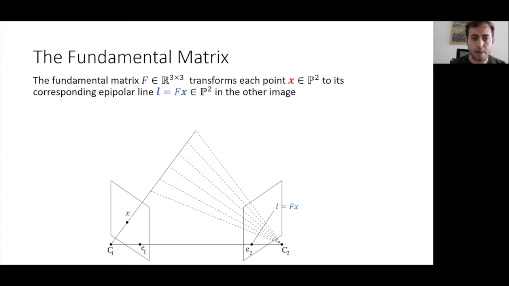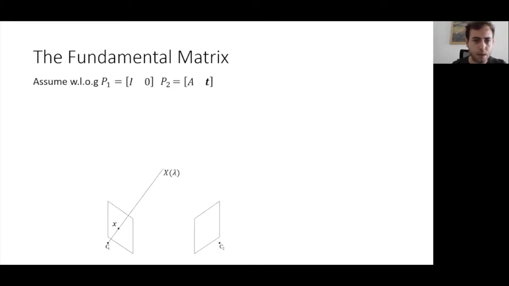Okay, the fundamental matrix is a 3x3 matrix that can transform each point x in one image to its corresponding epipolar line in the second image by matrix multiplication. We multiply F by x and we get the corresponding epipolar line in the second image. So now we will use our simplified representation for the cameras to compute the fundamental matrix, given that we know the cameras.